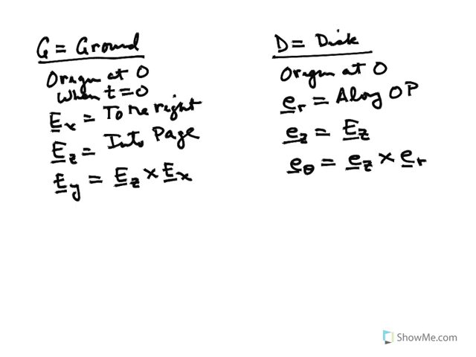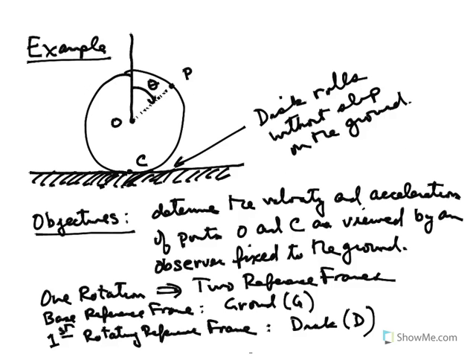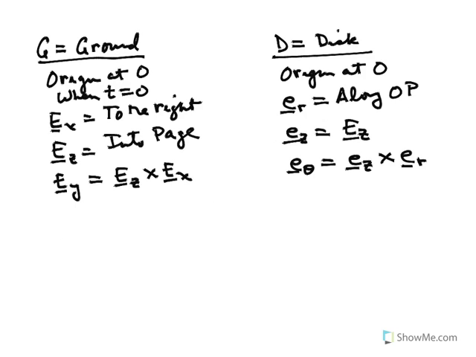Now, let's look at how we have to do this problem. It takes a little bit of work to figure out how to do this problem because we have to use relative position and relative velocity. So the first thing is to notice that we need to figure out the velocity and acceleration of point O. But we also have to take into account the fact that this disk rolls without slip. So the first thing I'm going to do is write that condition down. The disk rolls without slip on the ground.